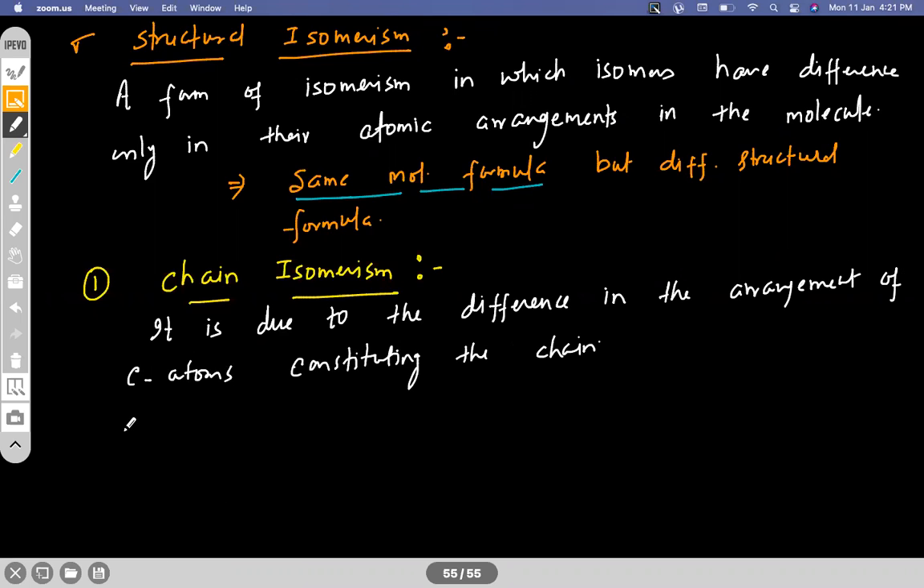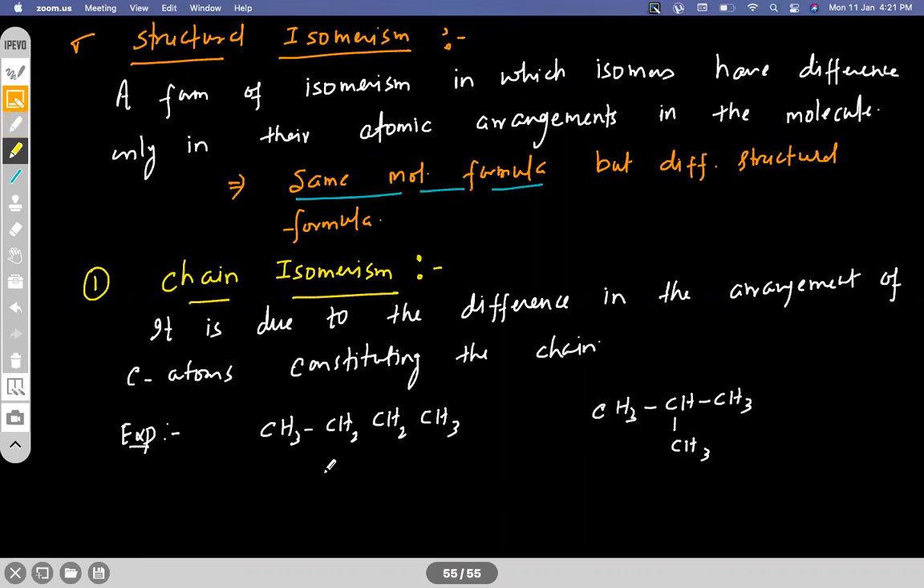For example, you see, what is the name of this compound? CH3, CH2, CH2, CH3. It is n-butane. Another one you see, CH3, CH, CH3, CH3. So this one is n-butane, normal butane, and this one is 2-methylpropane, the IUPAC name.